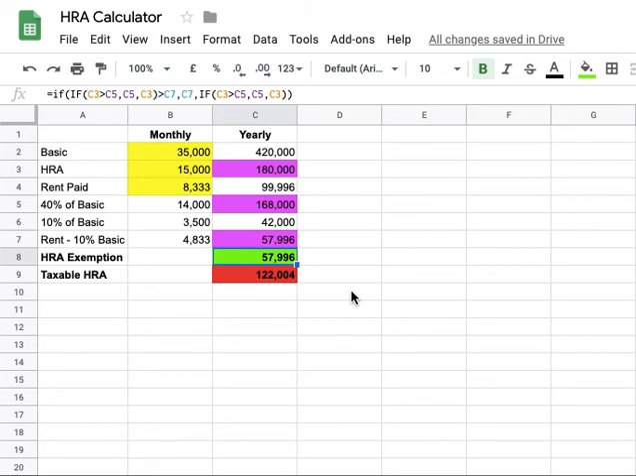Next time when you are planning to save on rent, try to do this calculation. It will help you get the exact number. I hope I made some sense in this video. I tried to make it as simple as possible.